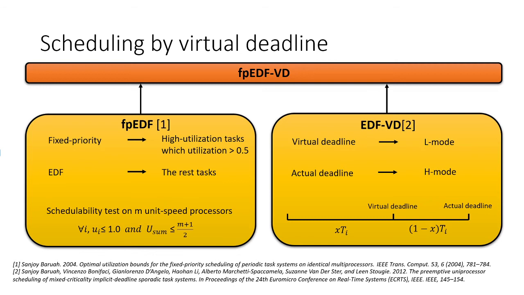EDF-VD sets a system-wide parameter x to decide the virtual deadline. At runtime, under the low mode, all tasks are scheduled according to EDF by their virtual deadline. In the high mode, EDF schedules high criticality tasks by their actual deadline, and the low criticality tasks are dropped.